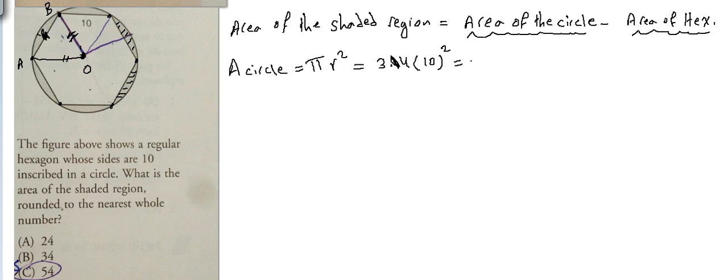10 squared is 100 times 3.14, it's approximately 314 to the nearest whole number. It's 314.159, etc. So it's 314.